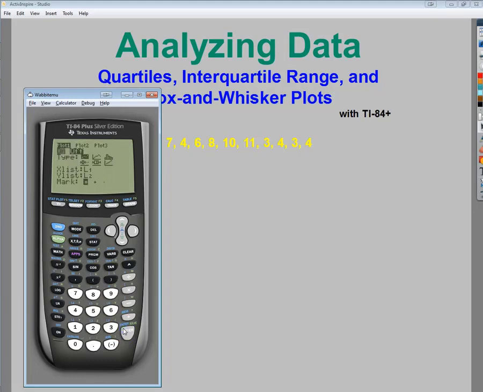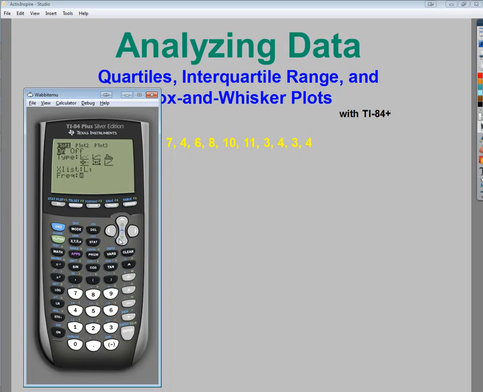So I'm going to hit enter. I need to turn that plot on, and I need to go down to type. I'm going to pick the one in the middle here, the box and whisker plot. Choose that one. It's going to ask me which list do I want to use, and I want to use L1, of course, and the frequency is fine.